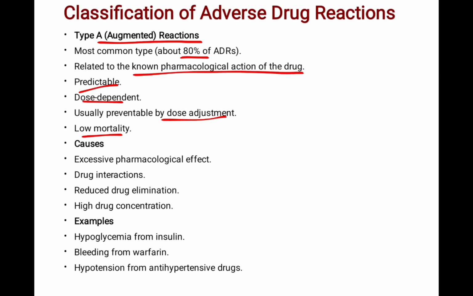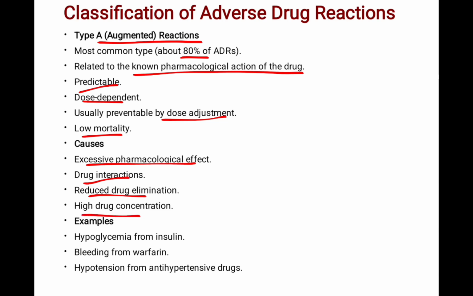Causes of augmented adverse drug reactions: we have excessive pharmacological effect and drug interactions. Maybe there's a drug that's inhibiting enzymes that metabolize this drug. Reduced drug elimination is another factor, and high drug concentration.